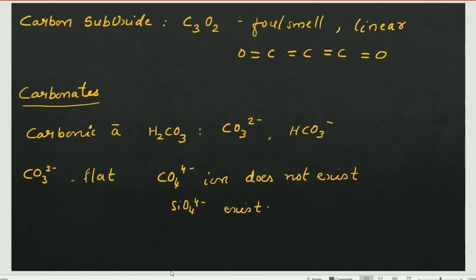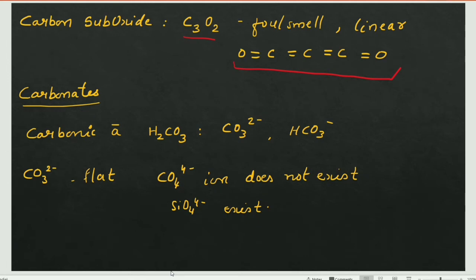Another oxide is carbon suboxide. The formula of carbon suboxide is C3O2. C3O2 has a foul smell, and its structure is linear: O=C=C=C=O. So the structure of C3O2 is a linear structure.